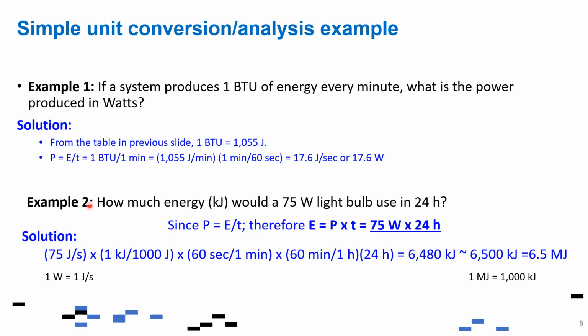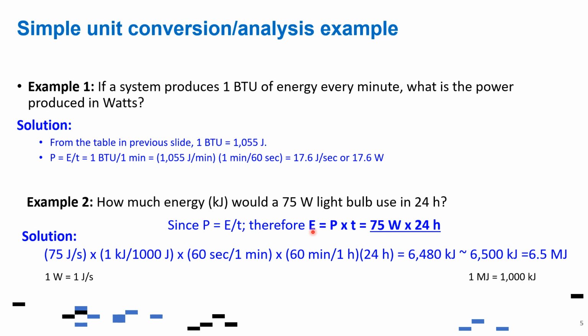The second example is how much energy in kilojoules would a 75 watt light bulb use in 24 hours. So now we are converting this power into energy. So in the same way, since power is equal to energy per unit time, or energy over time, therefore we can rearrange.